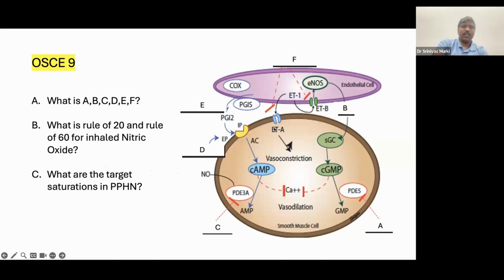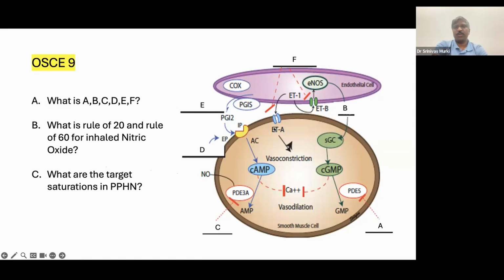So what are the target saturations in PPHN? And currently, what do you think are the current saturation targets? Preductal 85, postductal 70. We are talking about only preductal. Jitendra, 93 exact is difficult. Yeah, Gaurav, you are right. So I think 91 to 95 is the correct target. Remember very simply that across gestational age, across lung disease, it has now become uniform. 90 to 95% is what the target should be.